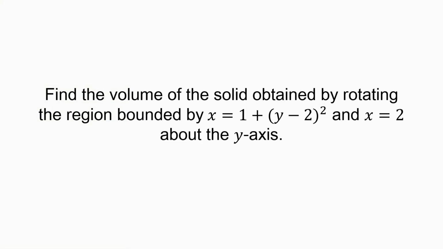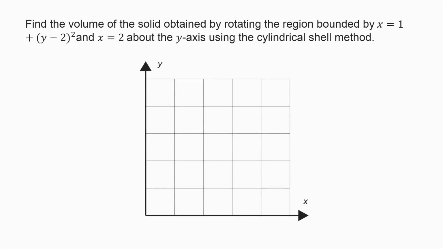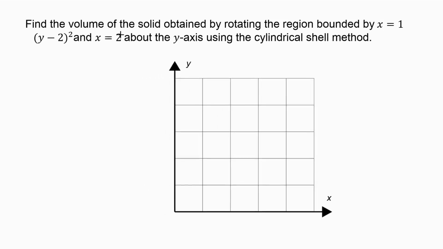For the third example, let us find the volume of the solid obtained by rotating the region bounded by x equals 1 plus the square of y minus 2 and x equals 2 about the y-axis. But before setting up the solution, we first need to visualize the region by constructing its graph.